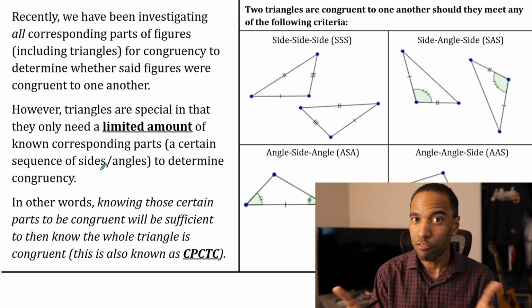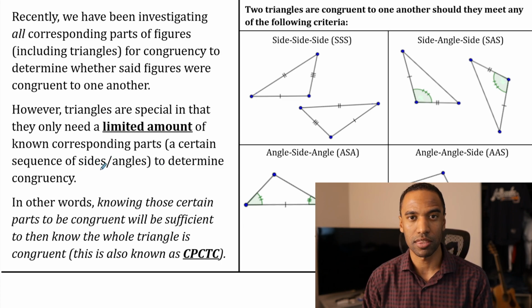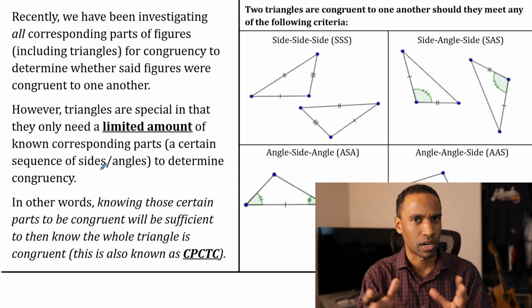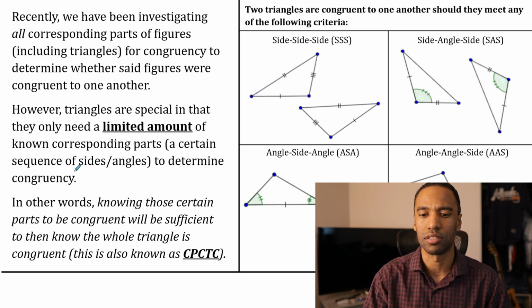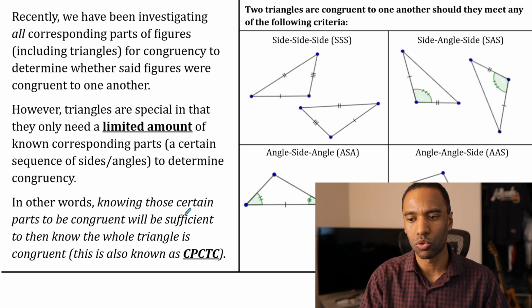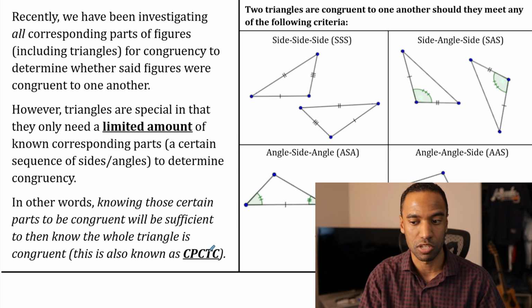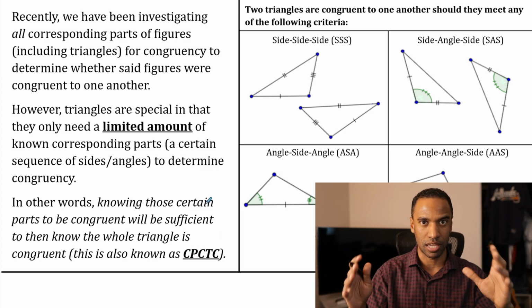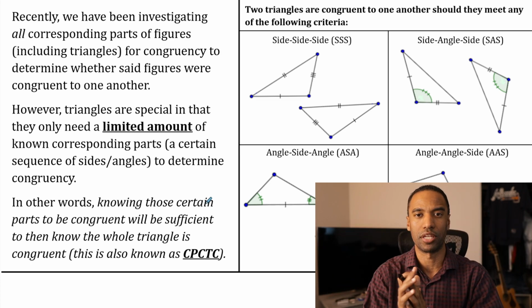They don't need everything. One of my students actually brought this up one day. They were like, Mr. Robbins, if I just know all the sides are congruent, could I change it? I said, that's a good question. We'll answer this today. In other words, knowing those certain parts to be congruent will be sufficient to then know the whole triangle is congruent. This is also known as CPCTC: corresponding parts of congruent triangles are congruent. Once you know that the triangle is congruent after getting limited information, then you know the whole thing's congruent.